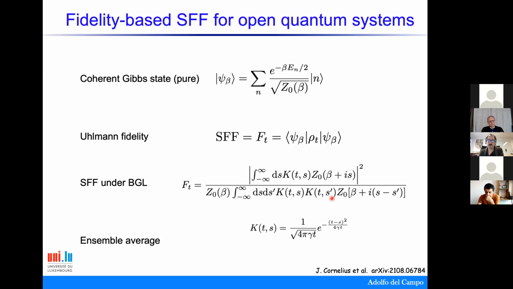So, we can rewrite the spectral form factor, or the fidelity, if we know the partition function at complex temperature, beta plus iS, just using a kernel, which is again a different kind of Gaussian kernel. The numerator is particularly simple, the denominator is a bit more complicated, but again, knowledge of the partition function at complex temperature allows me to compute the spectral form factor in this setting. And why is this good? Okay, so let's see why this is good.